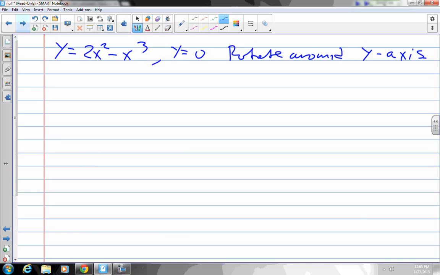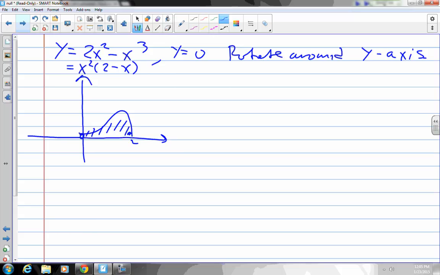So, even if I factor this a little bit, it will help me sketch a better graph. So I have a cubic function, right? It will have intercepts at 0 and 2, and it'll look like that. And we're bounding it by y equals 0 in that graph, so here's that. And we're rotating around the y-axis, right?